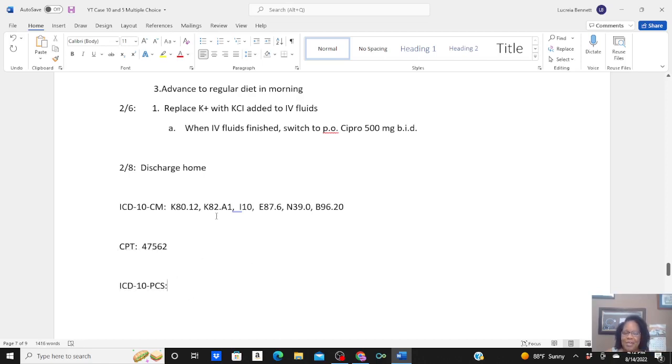But again, I'm a CPC coder, which means I teach CPC, I prepare codes for my physician to get reimbursed. So based on these diagnoses, he justified the laparoscopic cholecystectomy, the removal of the gallbladder.